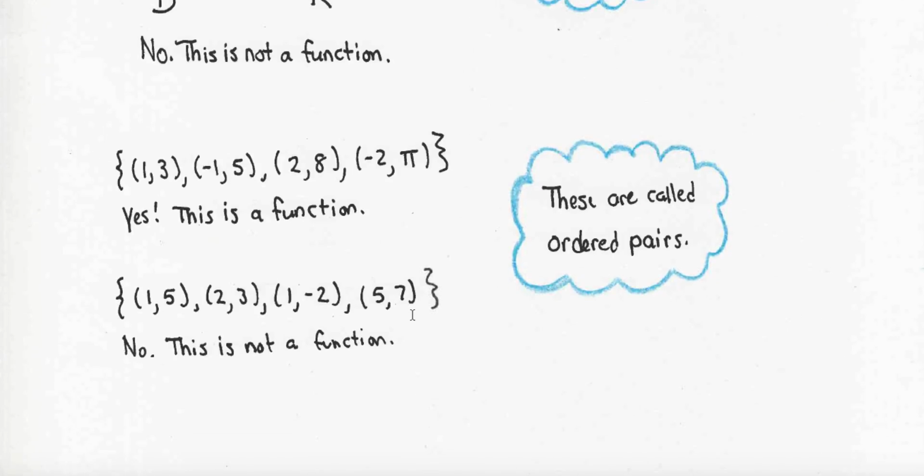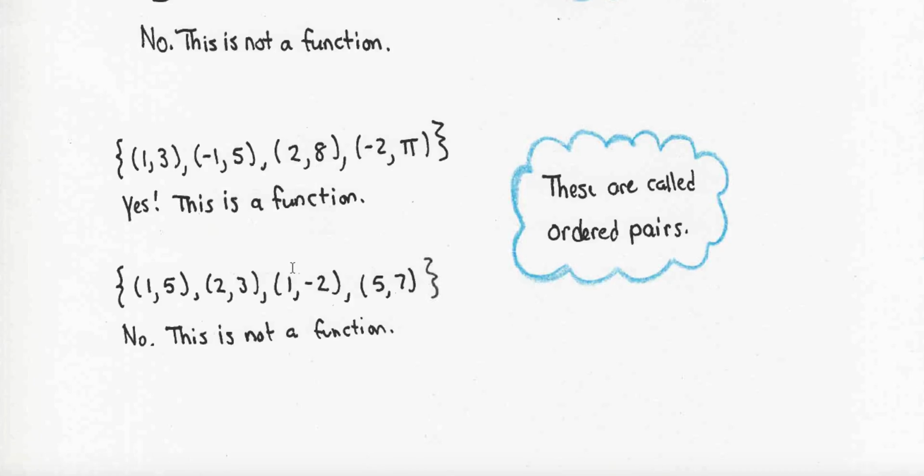Let's look at some ordered pair illustrations. The first illustration is a function, and that's because every x value in the ordered pair is different. So therefore, it's assigned only one y value. The y values could all be the same. They could all be 8, and it would still be a function. The problem is that when you have a repeating x value, that's assigned two different y values. And that's why the second listing here is not a function.